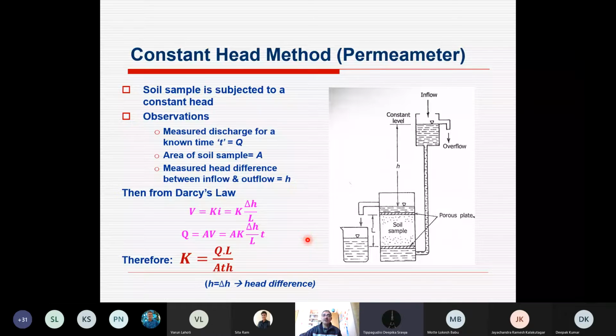Do you have any query here? Is it clear? It is clear, sir. Okay.